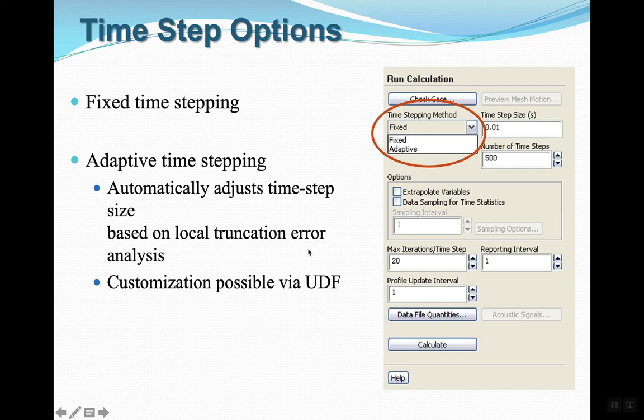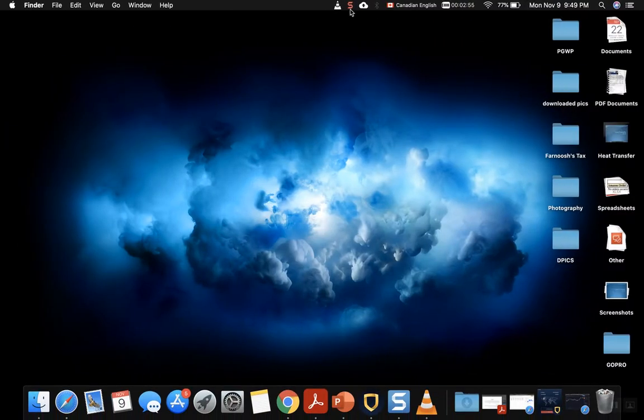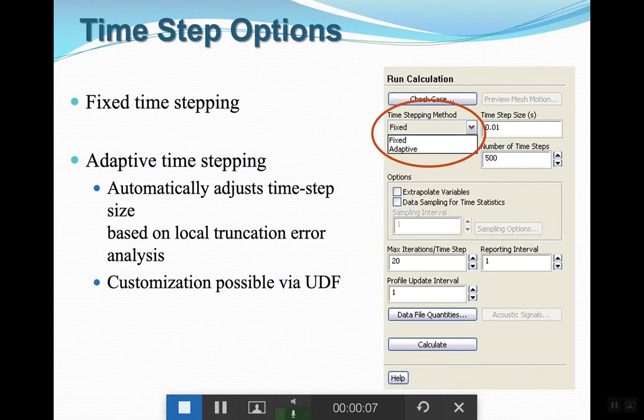So if you put on, as we were saying, fixed time stepping, what's going to happen is the software is going to keep your time step exactly as it is shown, and it won't change it. It will keep that exact same thing throughout the simulation. But sometimes the fixed time stepping wouldn't work very well for you.